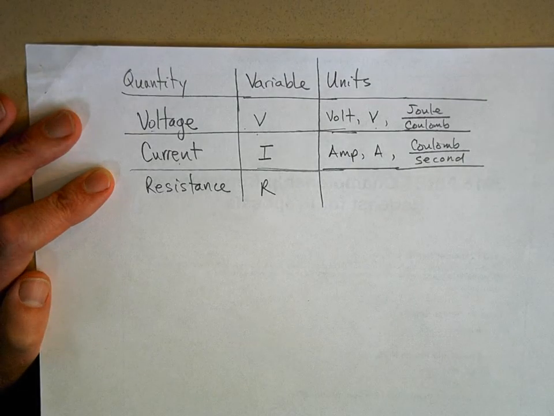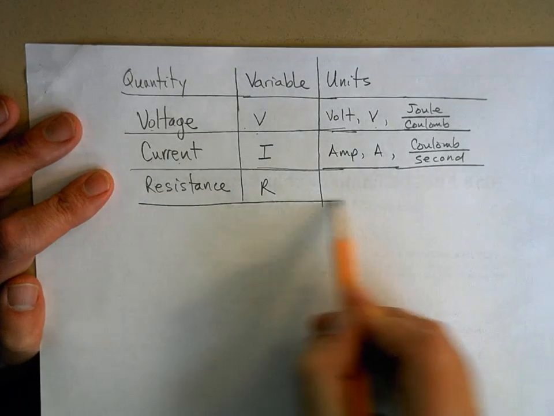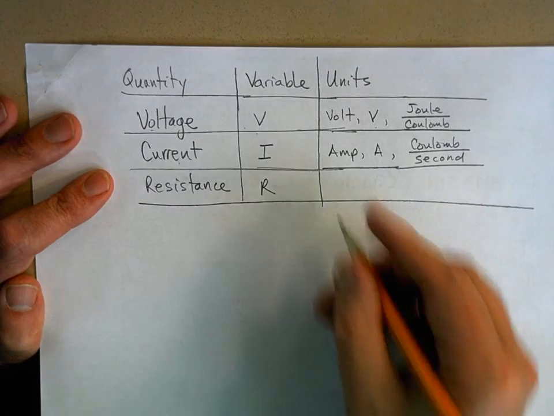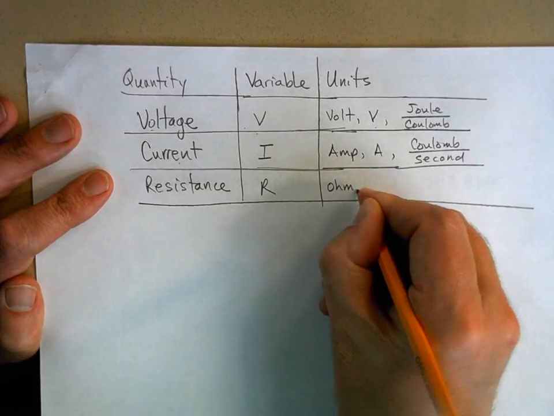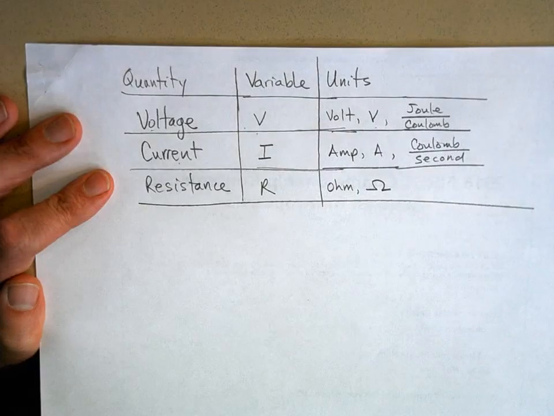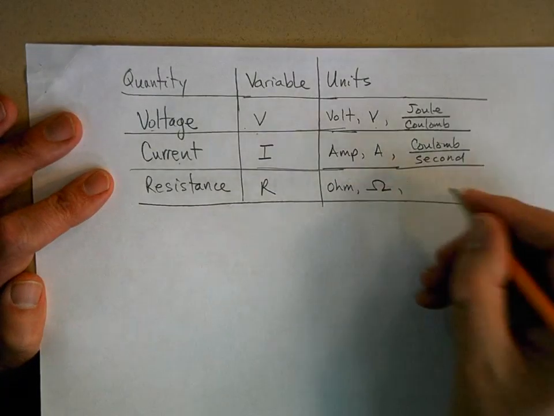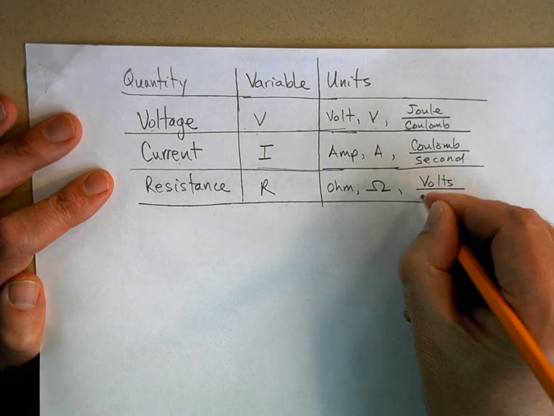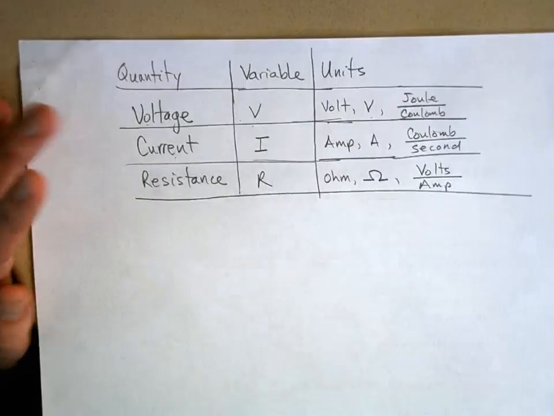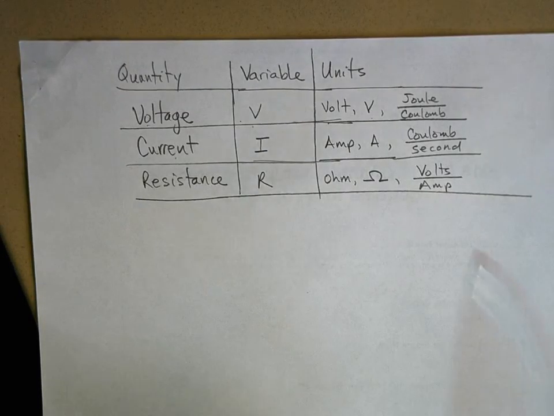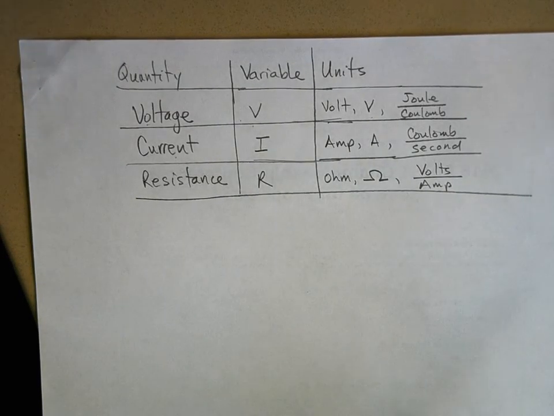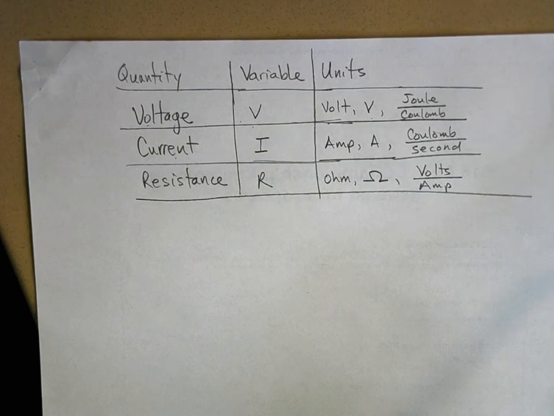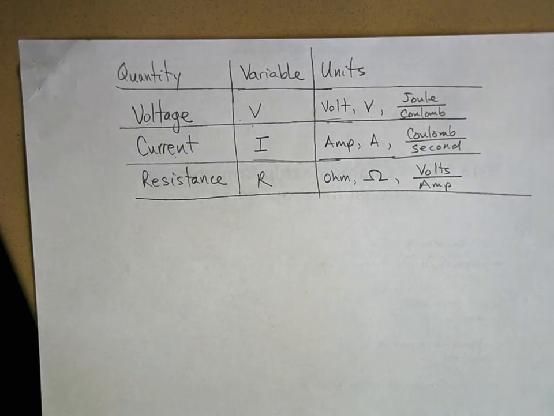Now, resistance is the hardest one to really grasp. It's an ohm, abbreviated with an omega. But the way I want you to think is, how many volts do I need to get 1 amp to flow through something? If something has very low resistance, that means I don't need a lot of volts to make an amp of current to flow through it. But if something has very, very high resistance, I need a whole lot of volts to make an amp of current flow through something.